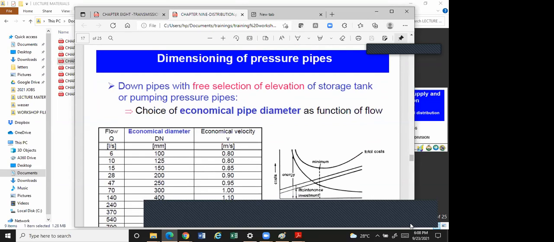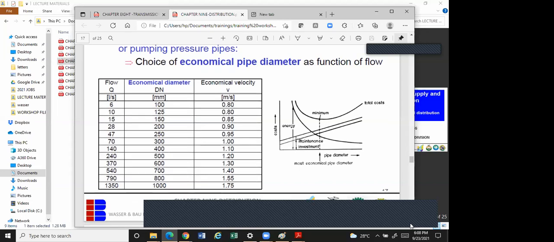Here you can see economic diameter. What this table is telling you is that if you know your flow and your velocity, you can easily determine your pipe size. In engineering, we have what we call economic design. Economic design means I don't want to give myself headache. I want to design based on minimum consideration. So here you use this.